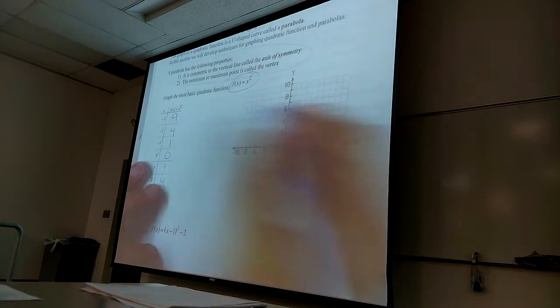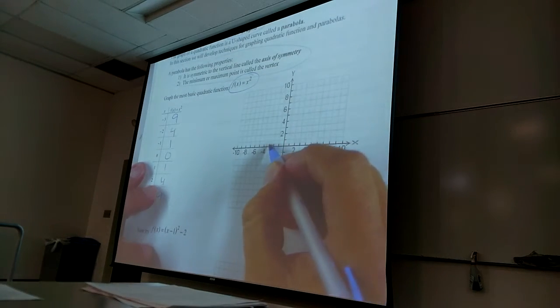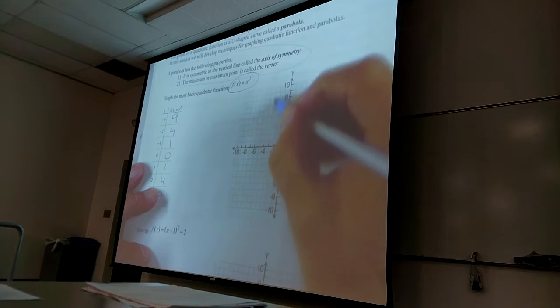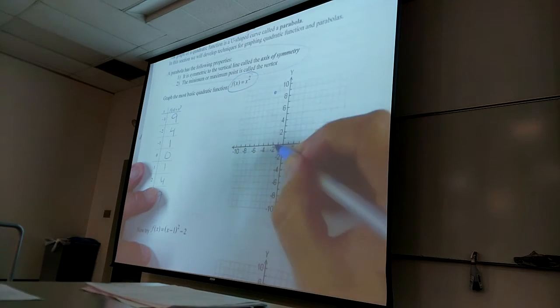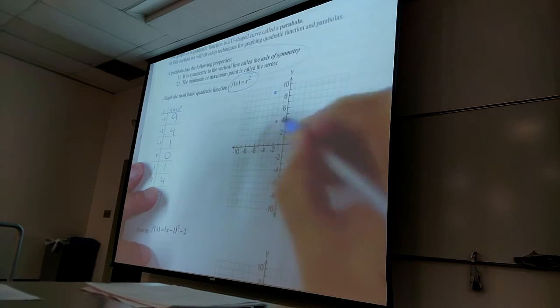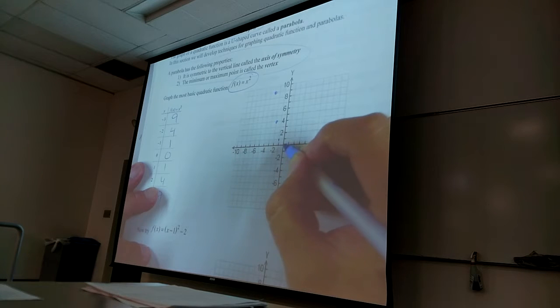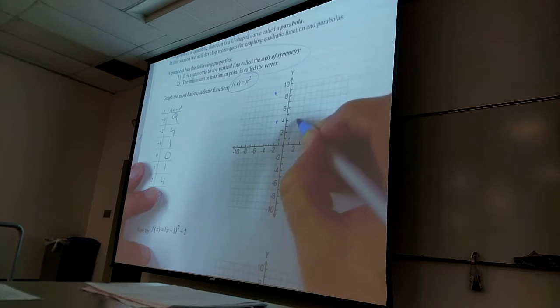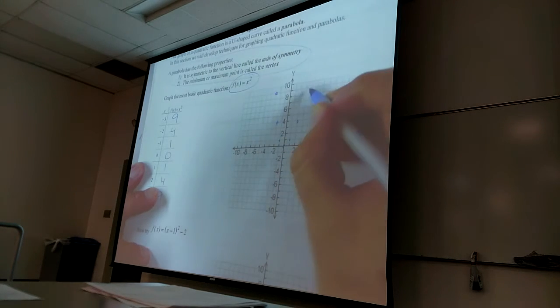So if I plot all these things, negative 3 goes to 9. Negative 2 goes to 4. Negative 1 goes to 1. 0 goes to 0. 1 goes to 1. 3 goes to 9.